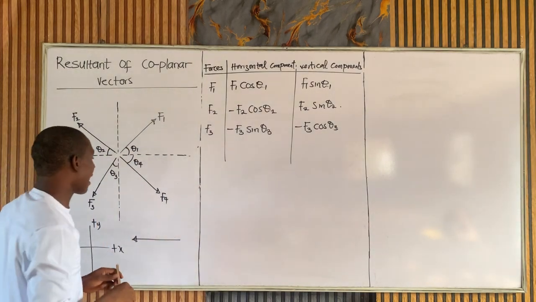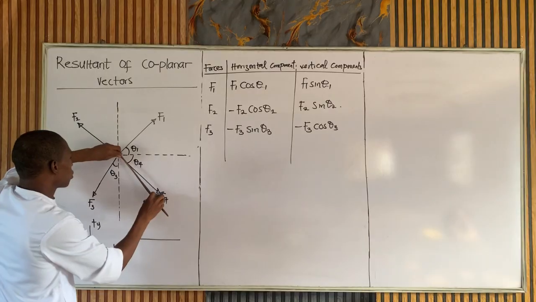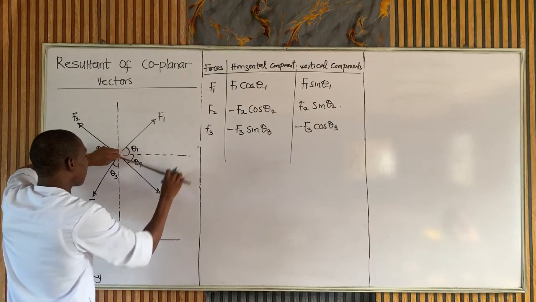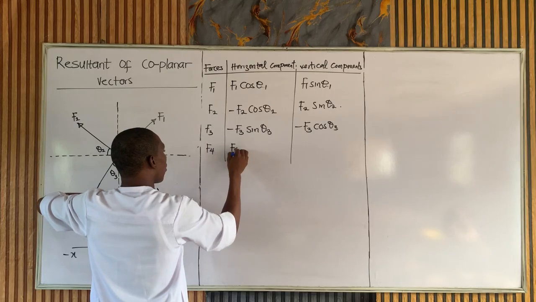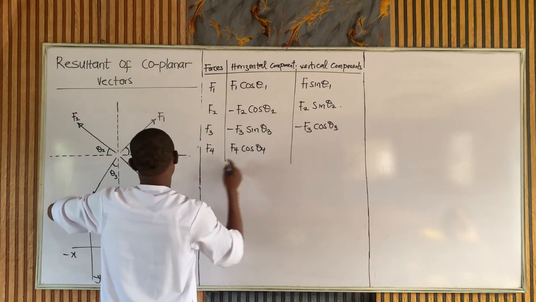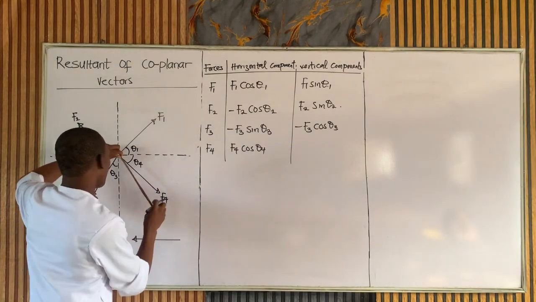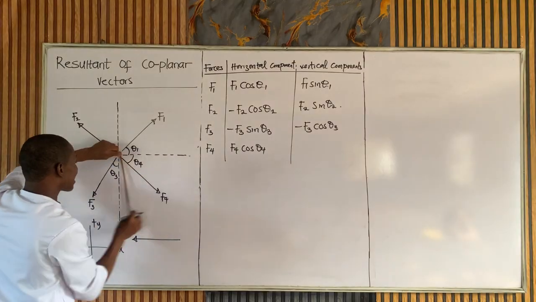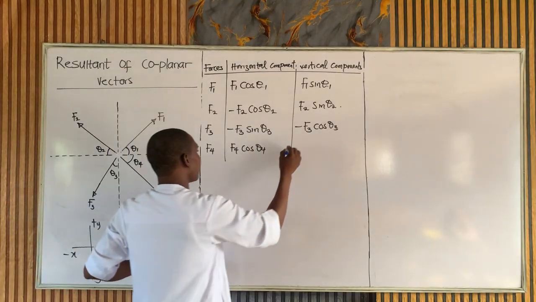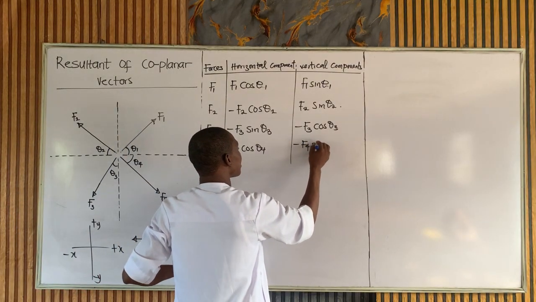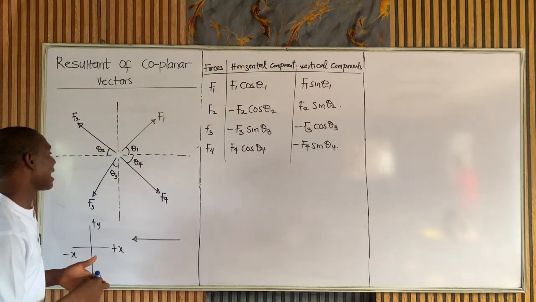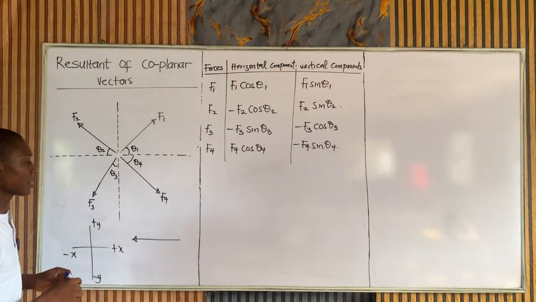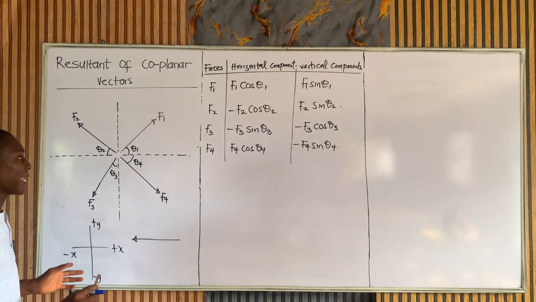Now lastly, let's take F4. If I'm resolving F4 to the horizontal, what is it going to be? It's going to be F4 cos theta 4, because the angle lies towards the horizontal and I'm resolving to the horizontal. Now if you resolve to the vertical, what is it going to be? Negative F4 sine theta 4. So let's say this again. If you are resolving to where the angle lies, you are using cos. And if you are resolving to where the angle does not lie, you are using sine.